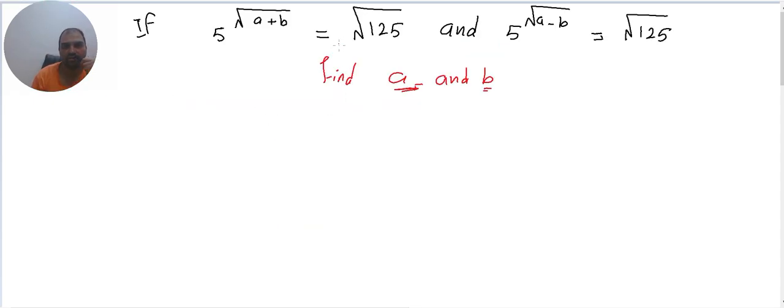If 5 power square root of (a plus b) is equivalent to square root of 125, and also this relation, 5 power square root of (a minus b) is equivalent to square root of 125, we want to find the value of a and b. First step, we have the two answers are equivalent, then the left hand sides are also equivalent.